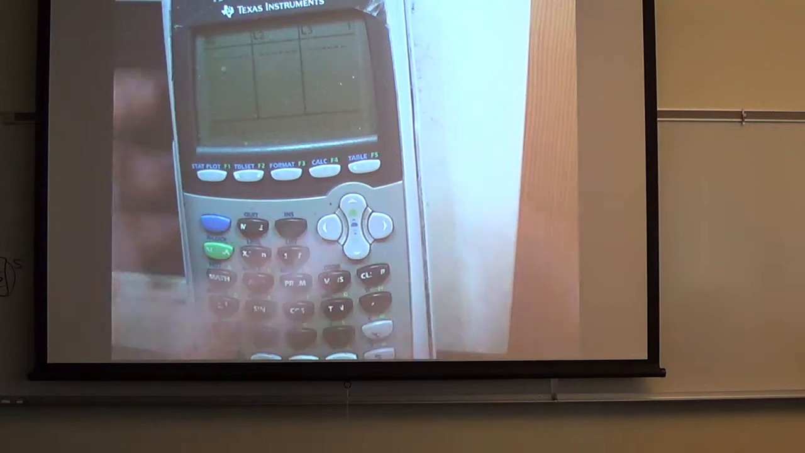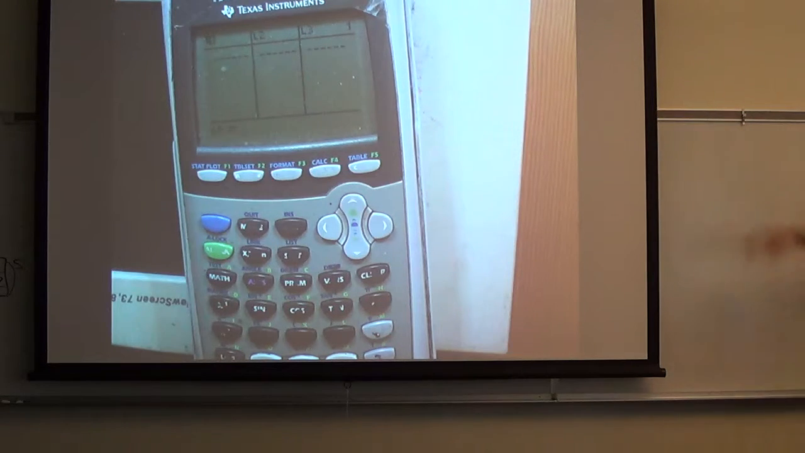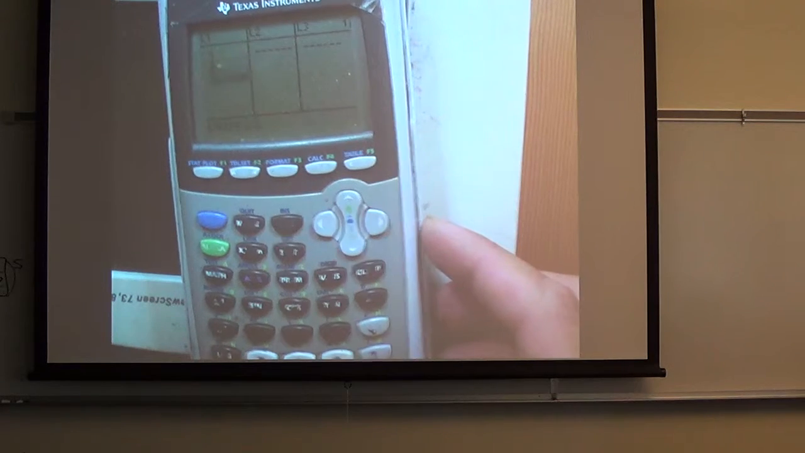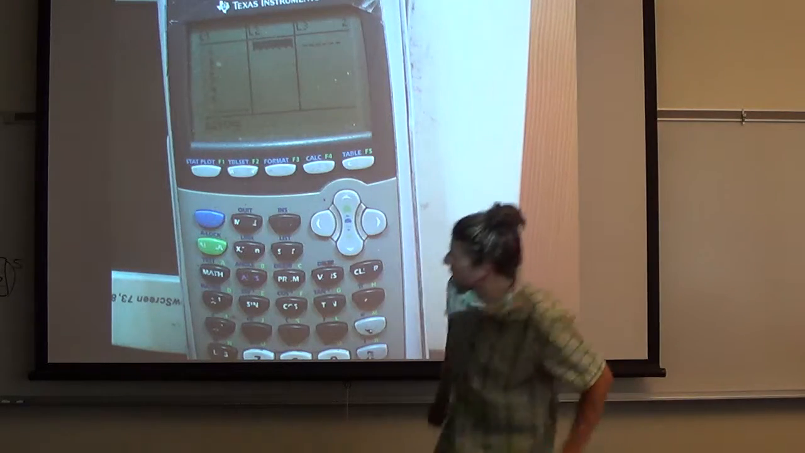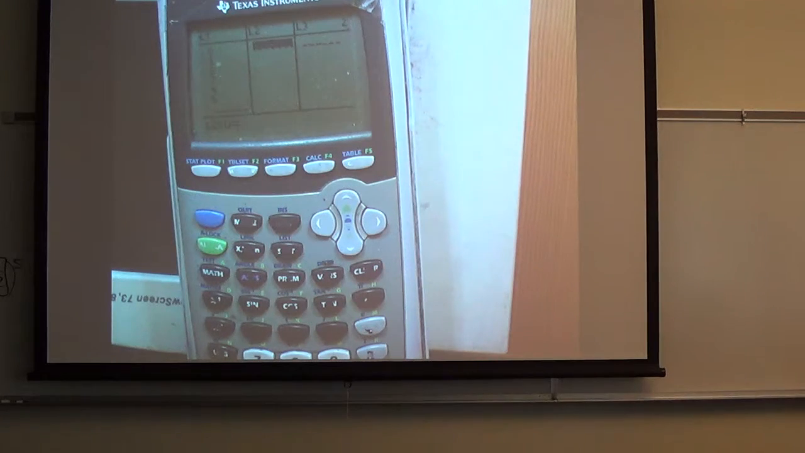You only need two because you have to put the X column and the F column in. You can clear them all, not a problem. But you only really need two for this. And then once you've got them cleared, put in the data. The data in L1, the frequencies in L2. So that was 0, 1, 2, 3, 4, 5, and 3, 15, 41, and then 31, 15, 3.